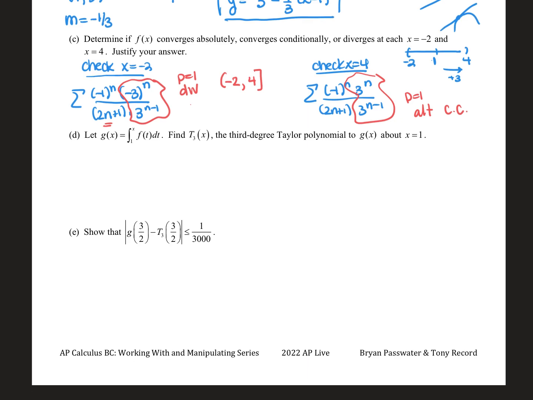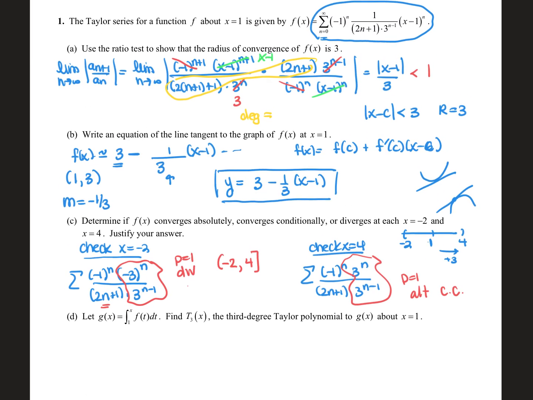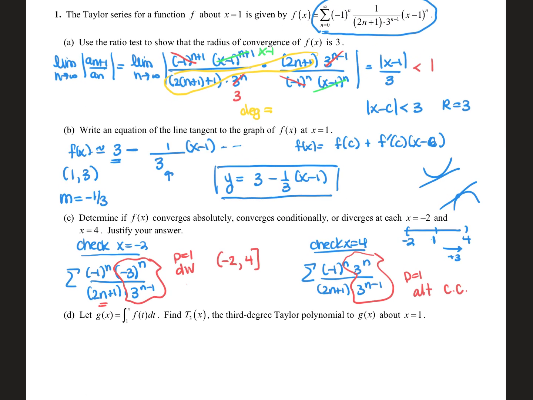Let g of x equal this integral. Find T3, the Taylor polynomial for g about x equals 1. So the first thing I'm going to do is write the Taylor polynomial for f. We've already kind of got it started right here. So let's go ahead and find the next term.